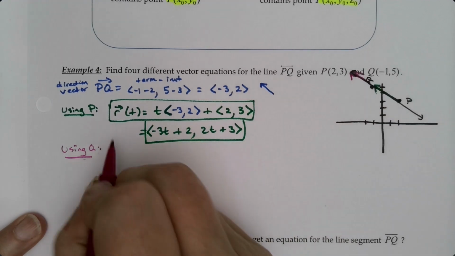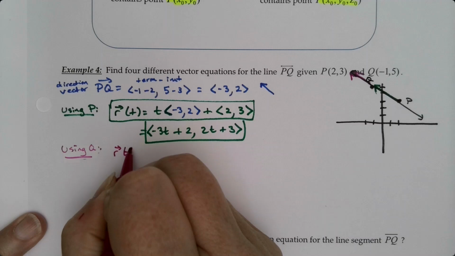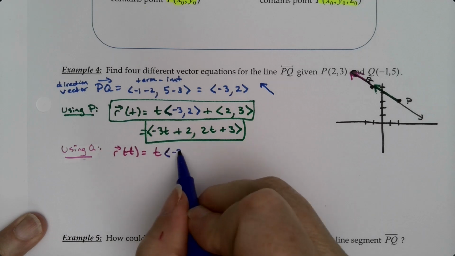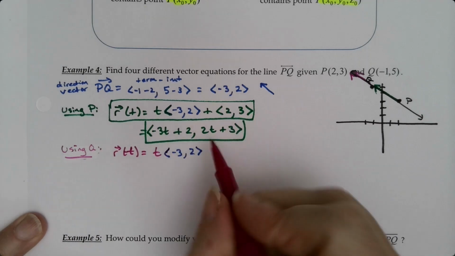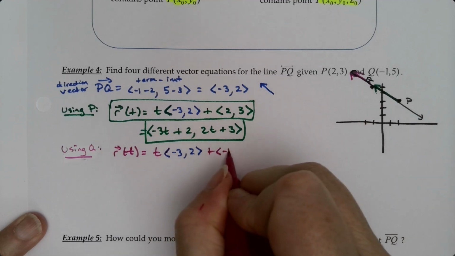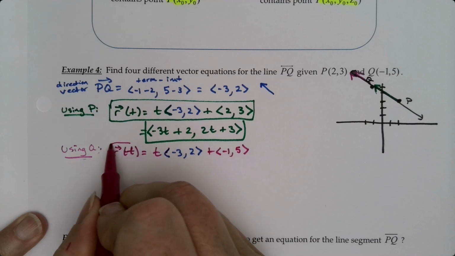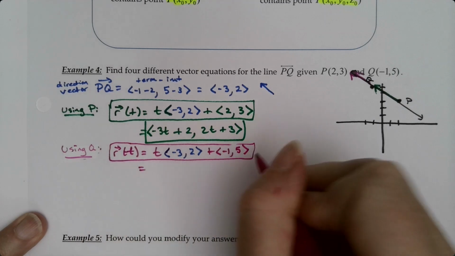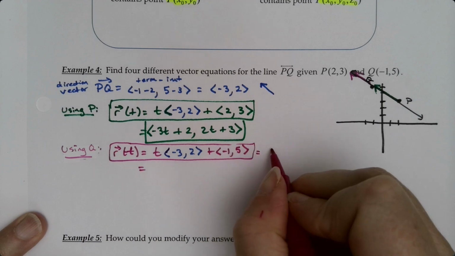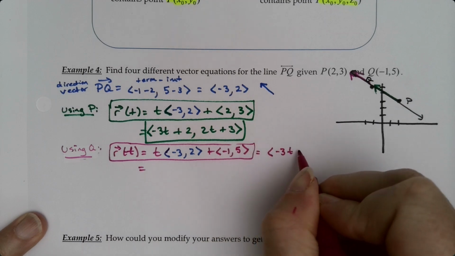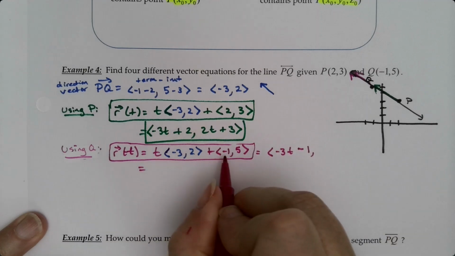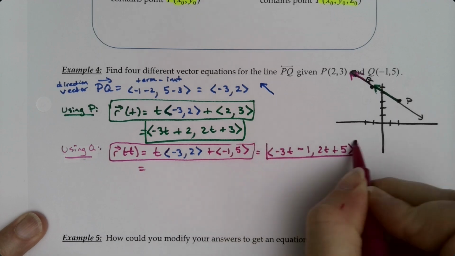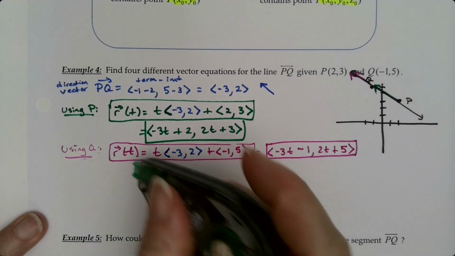All right, so then r(t) would be equal to t times that same direction vector, (-3, 2), plus Q, which would be (-1, 5). Again, that's kind of awkward to write that way, so a lot of times we don't. I'm just going to write it another way right over here. I don't want to run out of room. (-3t - 1, 2t + 5) would also be correct. They both work as ways to write this.